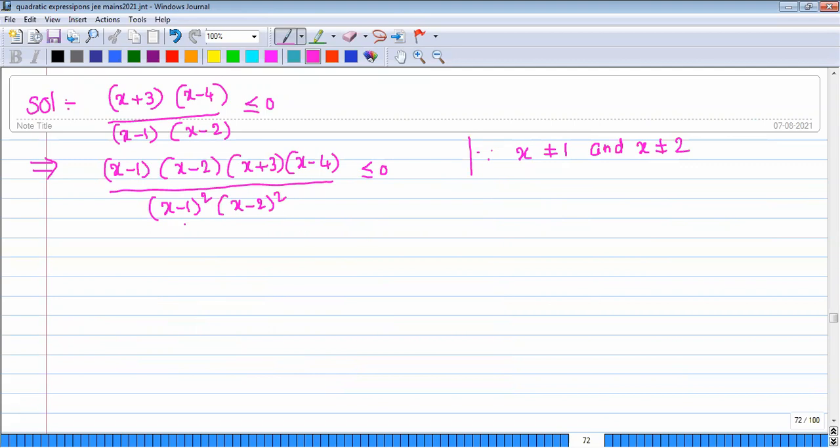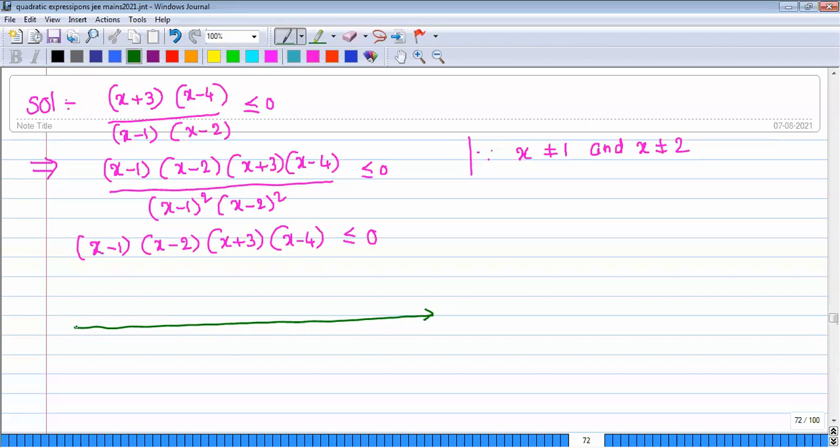It is positive. (x minus 1) whole square, (x minus 2) whole square is positive. Positive means we cross multiply, no problem. The sign will not change. (x minus 1)(x minus 2)(x plus 3)(x minus 4) less than or equal to 0. So now take the number line. x equal to 1, critical value. 2, 3, minus 3, 4.